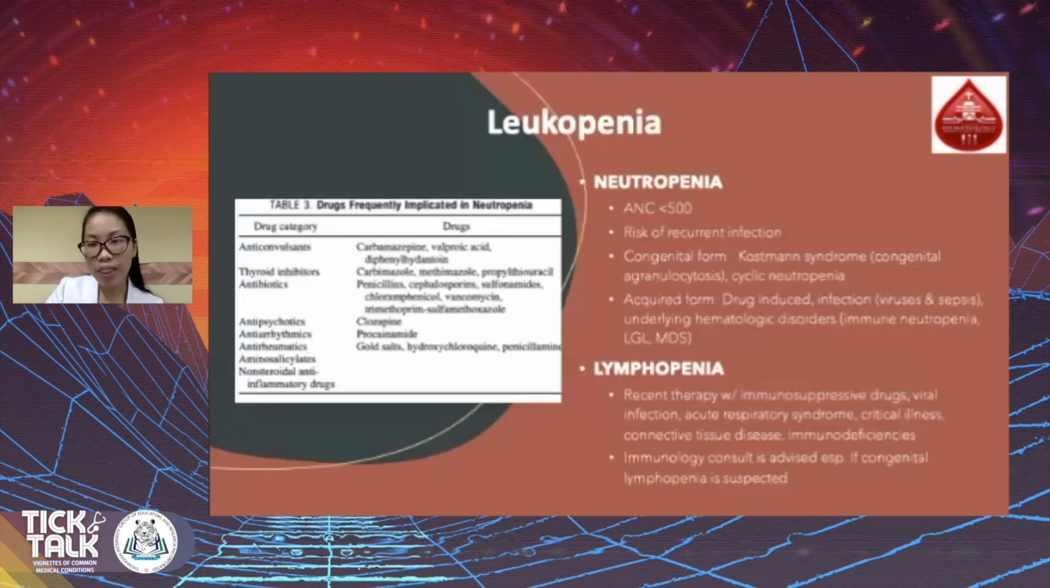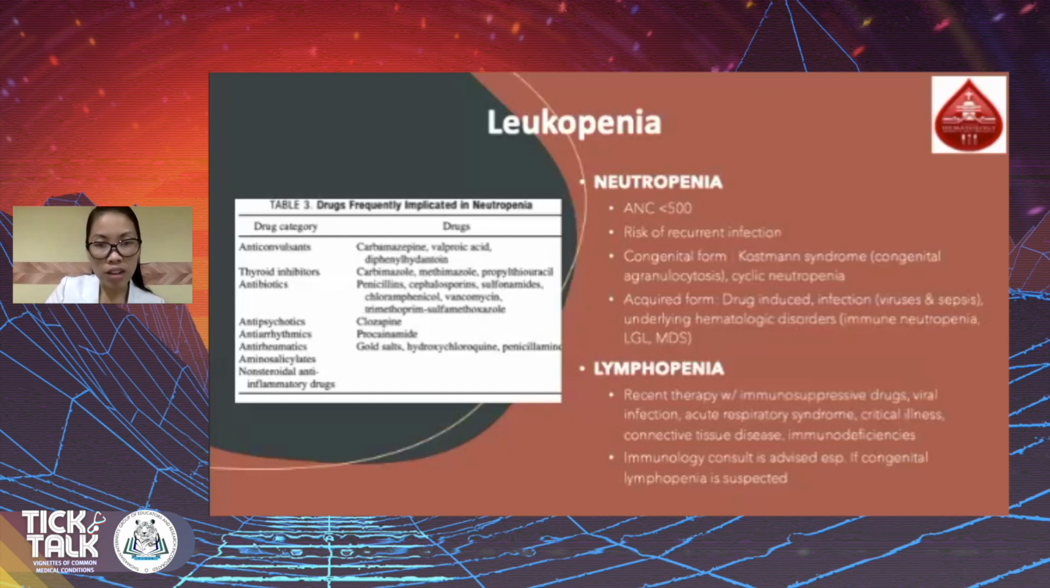On the other hand, there is leukopenia, or decrease in the leukocyte count, may it be neutropenia or lymphopenia. So neutropenia, severe neutropenia, has a computed ANC of less than 500, making the patient at highest risk of recurrent infection.